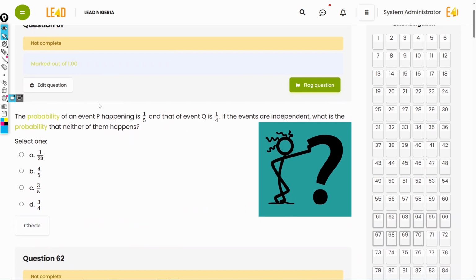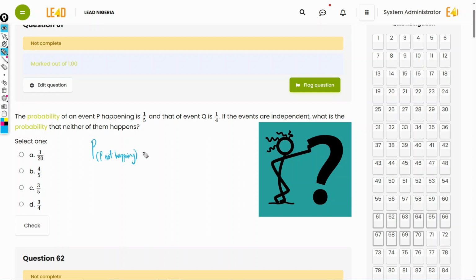All right. So the probability of an event P happening is 1 out of 5, and that of event Q is 1 out of 4. If the events are independent, what's the probability that neither of them happen? So the probability that neither of them happens. Okay, so that means that the first one doesn't happen, and then the second one does not happen, and they're independent events. All right.